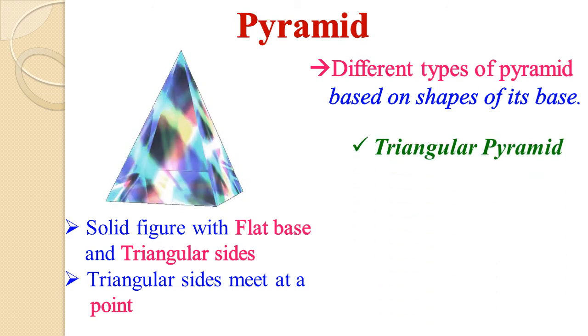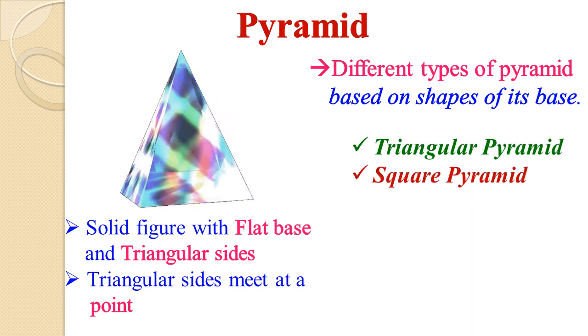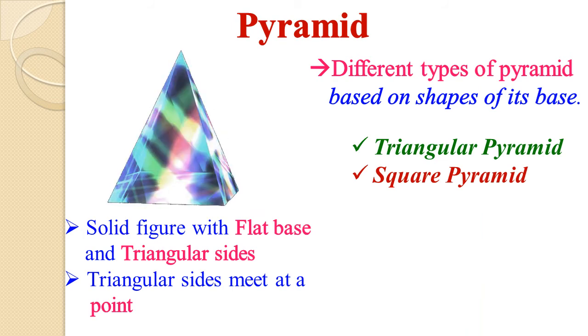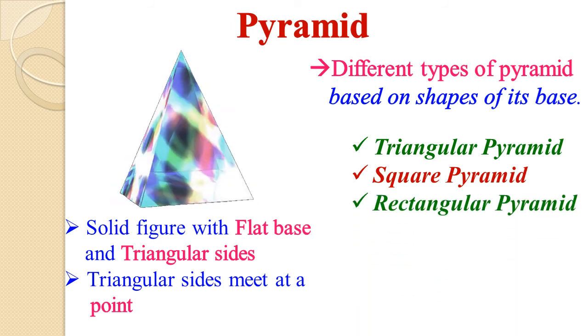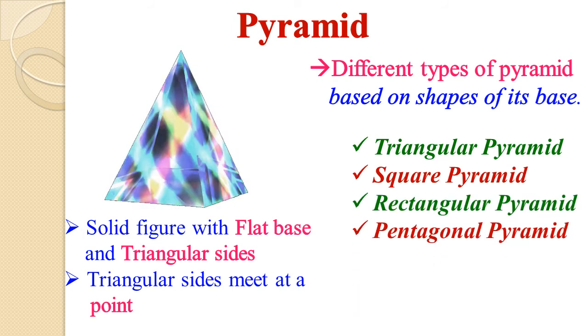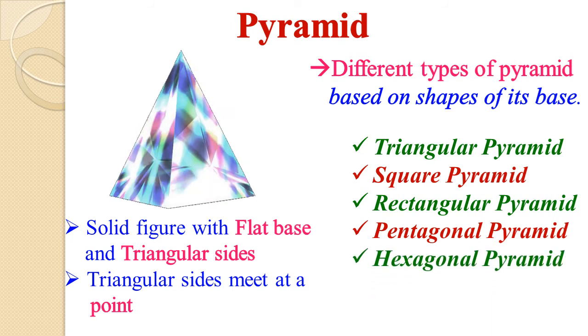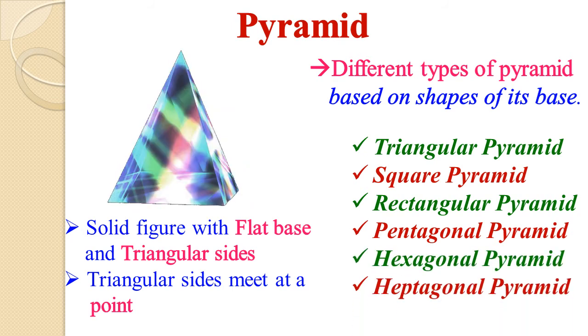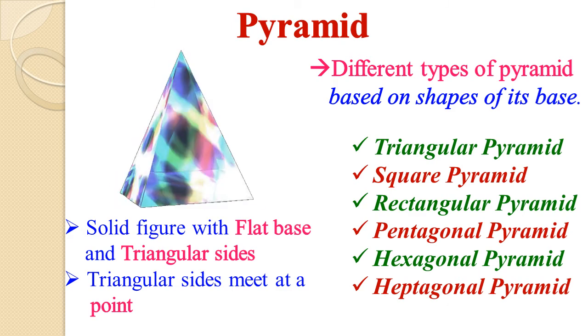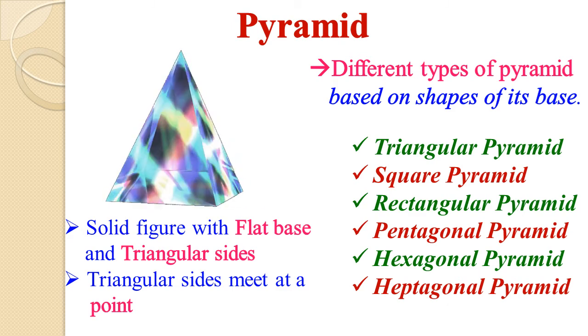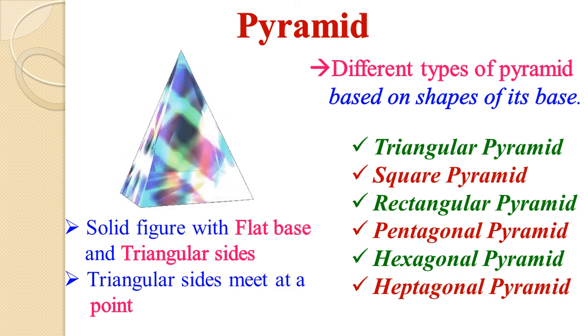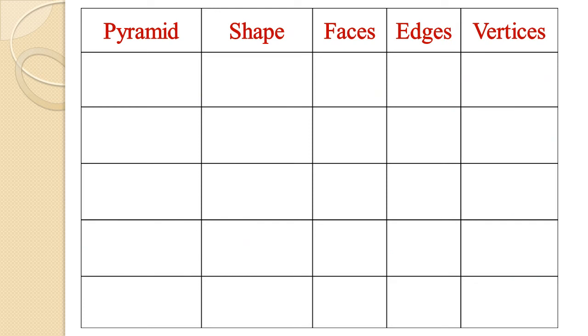So there are triangular pyramid, square pyramid, rectangular pyramid, pentagonal pyramid, hexagonal pyramid, heptagonal pyramid. So now let's see the number of faces, edges and vertices of the types of pyramid.